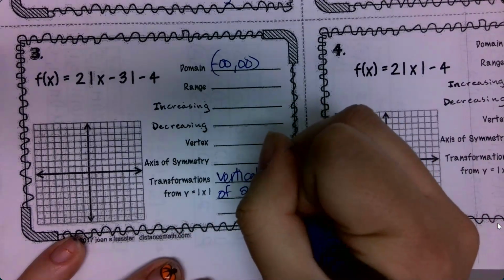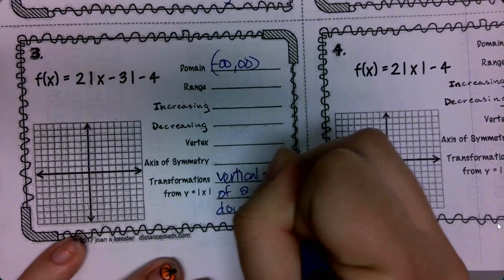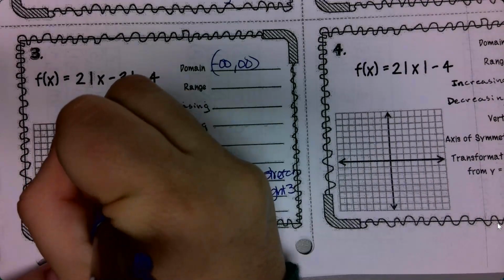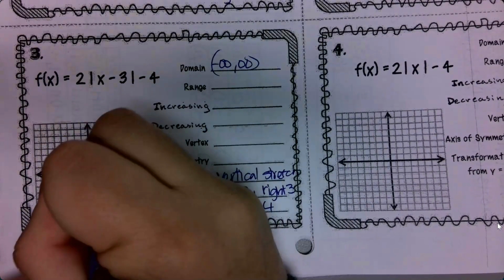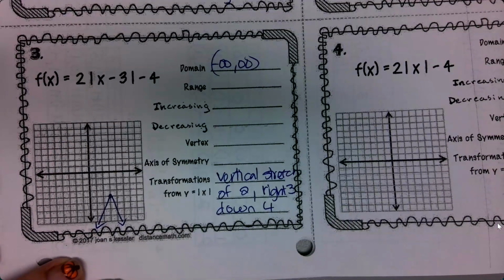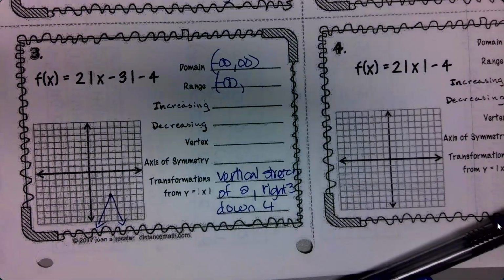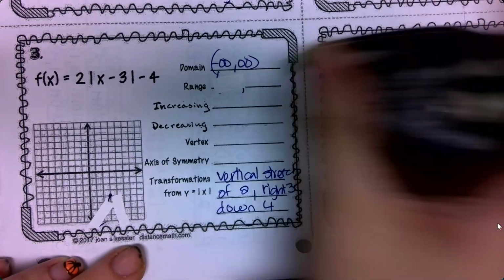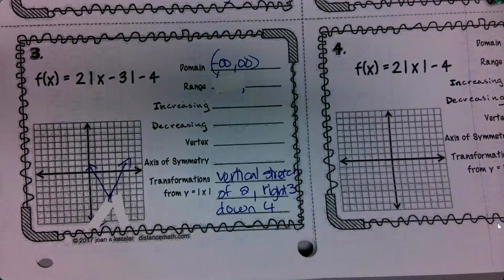I'm going right 3, opposite the sign, and then down 4. So I want to go ahead and graph this, right 3, down 4. And my vertical stretch of 2 means I have a slope of 2 now. So I'm going to have a positive and negative 2. My range, it's negative infinity to, wait, I did this upside down. This is a positive 2. So like that. It should be V-shaped when it's positive.